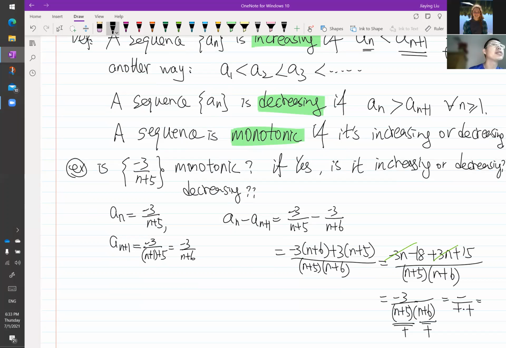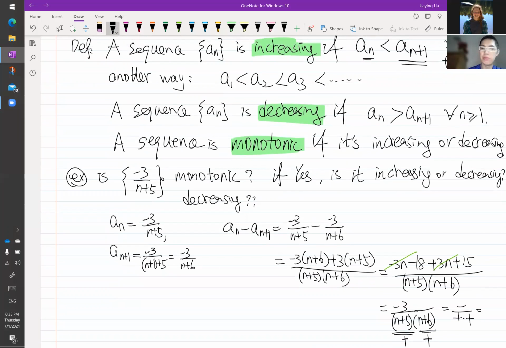Right, so we're not using any identity here. I'm just using algebra. This is just a whole bunch of definitions used on their own. So I get a negative number. So if an minus an plus 1 is negative, right? I'm finding the difference between those two. The first number minus the second number ends up being a negative number. So that means the one I'm subtracting is bigger, right? Like 3 minus 5 is negative because 5 is bigger than 3. That's why we have a negative, right?